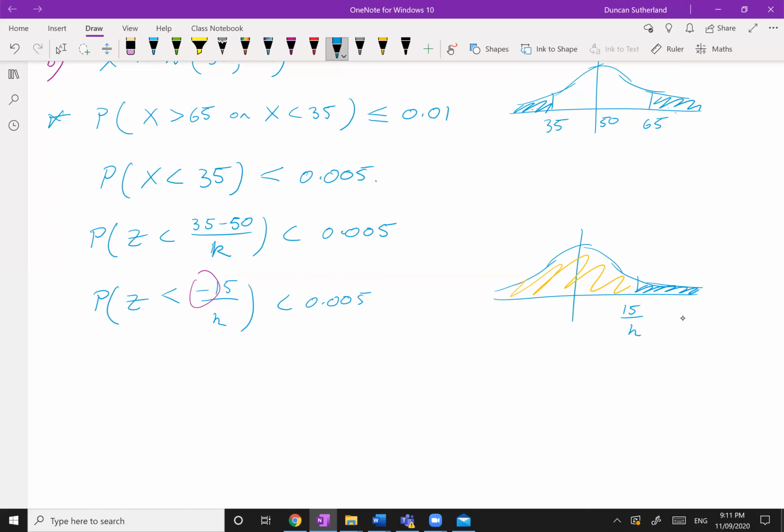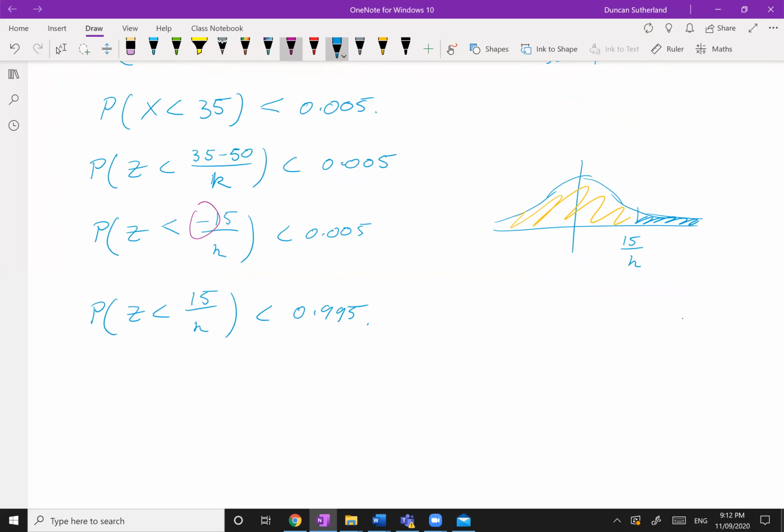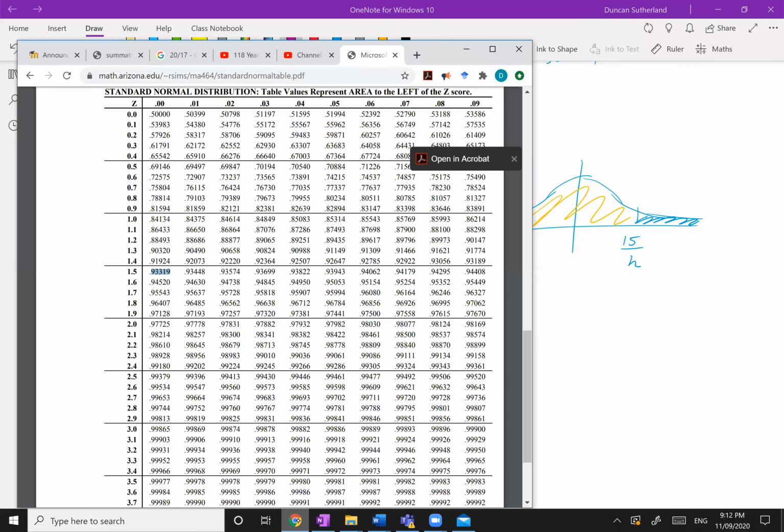So probability Z less than 15 over K is less than 0.995. All right, so what we can do is we can look up the value in our table of standard probability. We can go looking for this 0.995.